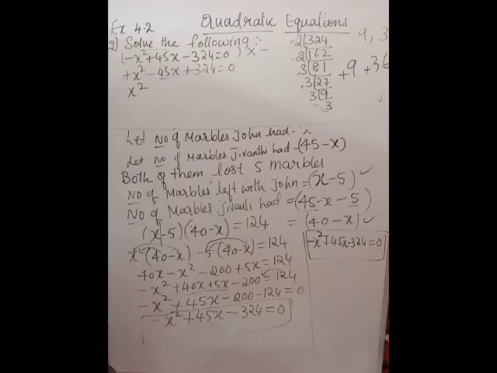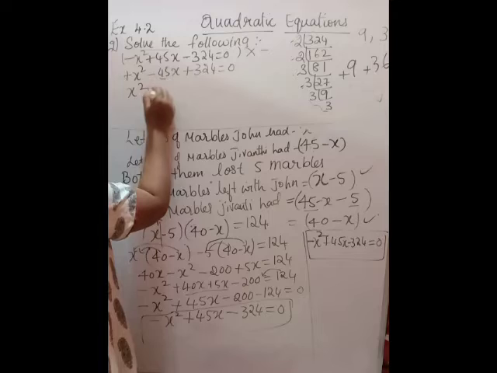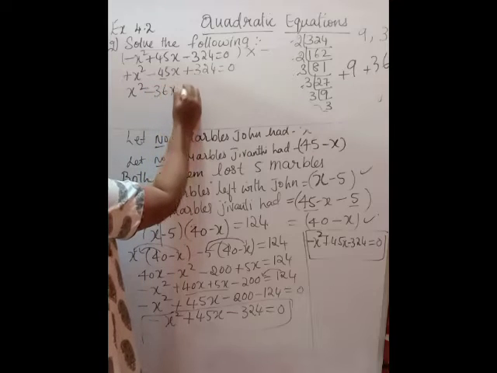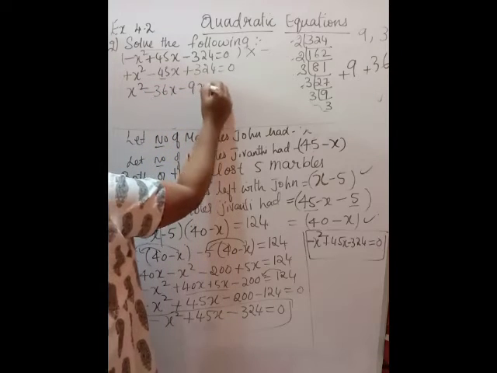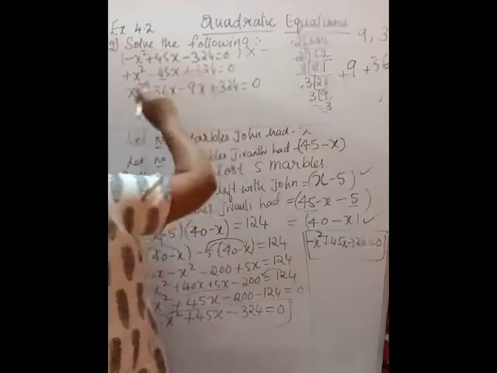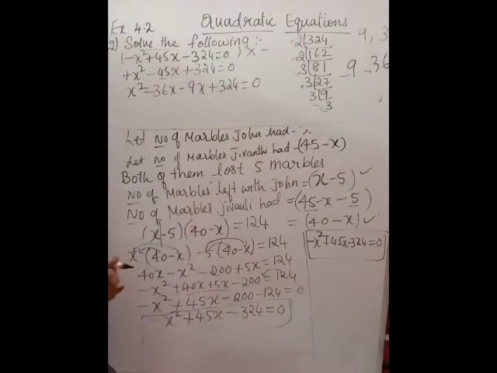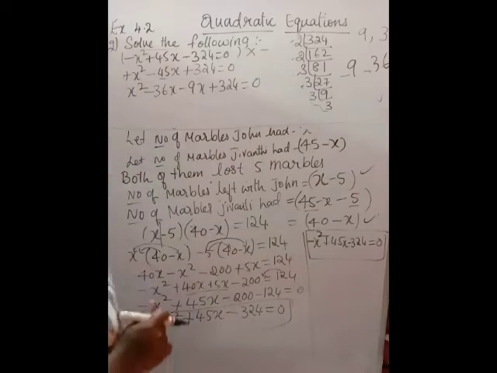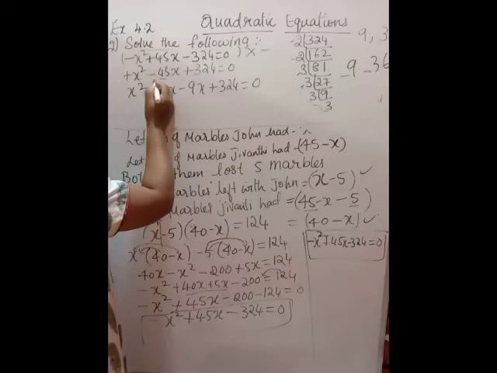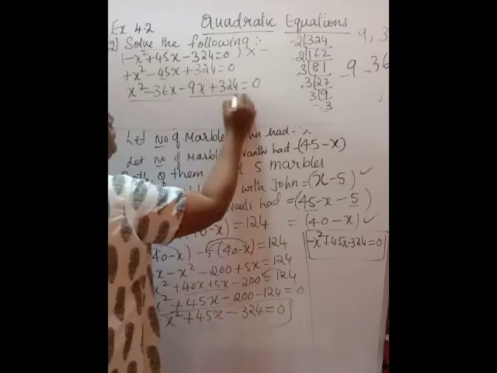x square, so this one can be written as minus 36x minus 9x plus 324 is equal to 0. Both are minus, sorry, not plus. You are adding and getting the middle term, so you have to put the same sign for both the numbers. Okay, I have taken minus 45x written like this. Now I am going to group these two.